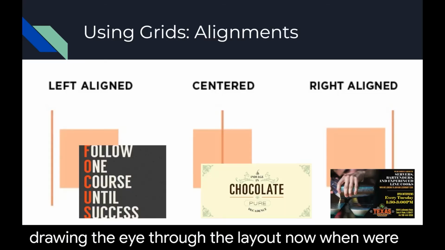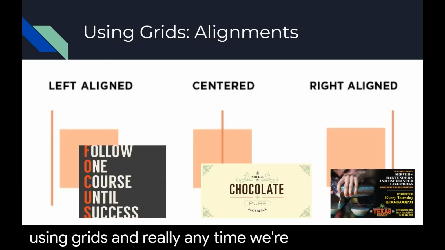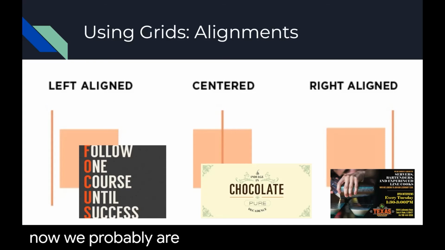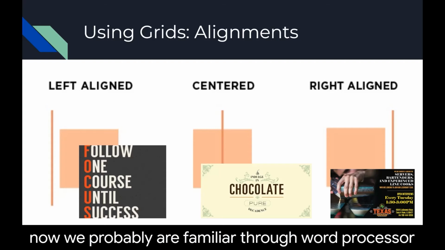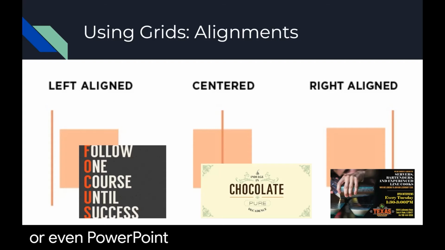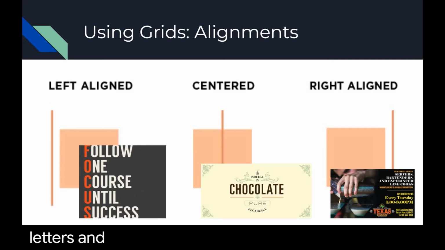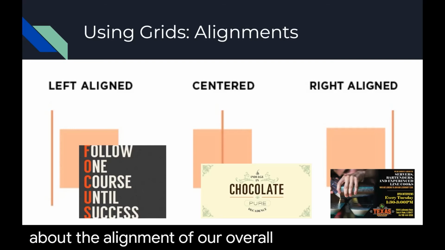Now, when we're using grids and really anytime we're designing, we need to think about the alignment of our elements. We probably are familiar through a word processor or even PowerPoint with how we can align text. But the idea of aligning text doesn't stop only with actual letters and typeface. Instead, we need to be thinking about the alignment of our overall design.